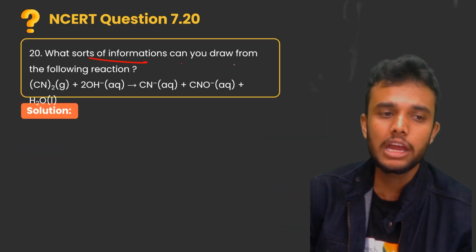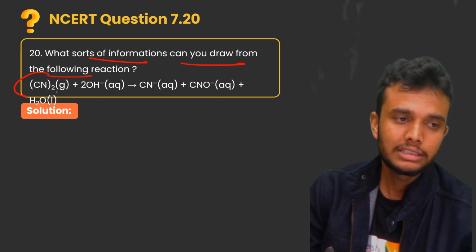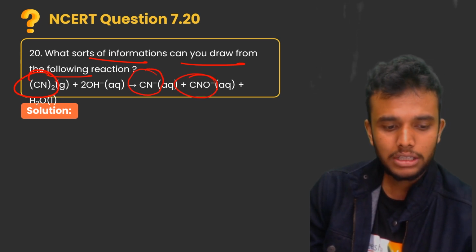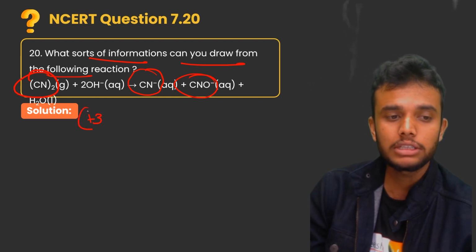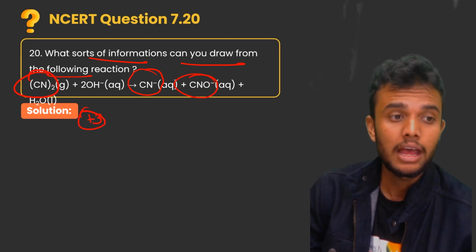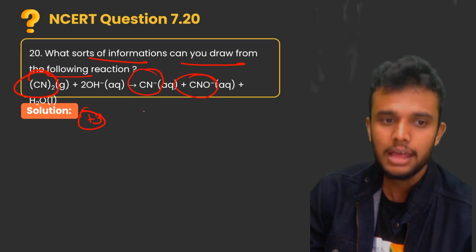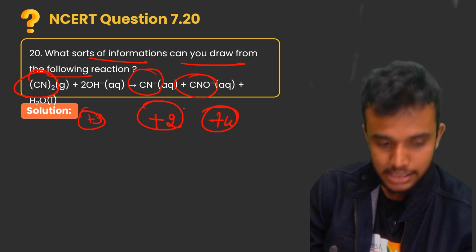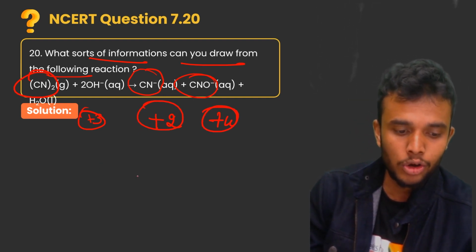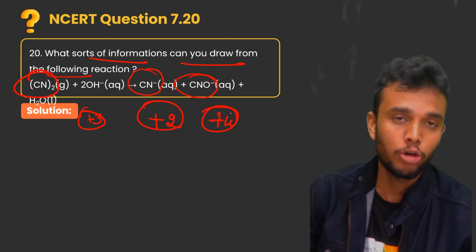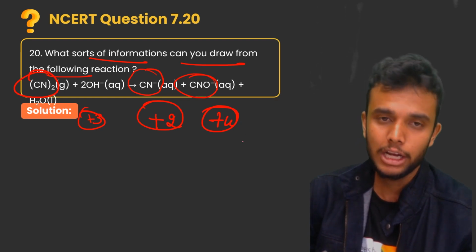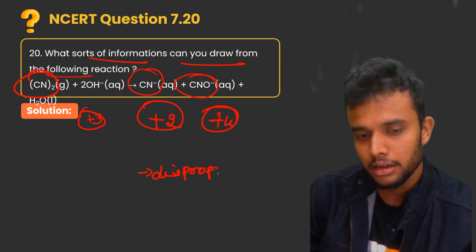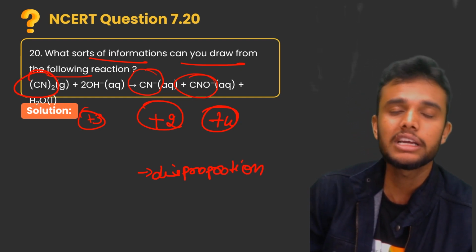What information can you draw from the following reaction? Here, look here, CN2 minus is forming CN minus and CNO minus. What is the oxidation number of carbon in the CN2 molecule? The oxidation state is plus 3. In the products, it's plus 2 and plus 4 respectively. Students, from this we can easily tell that the same compound undergoes oxidation and also undergoes reduction. This type of reaction we call a disproportionation reaction. That is nothing but CN2 is a disproportionating substance.